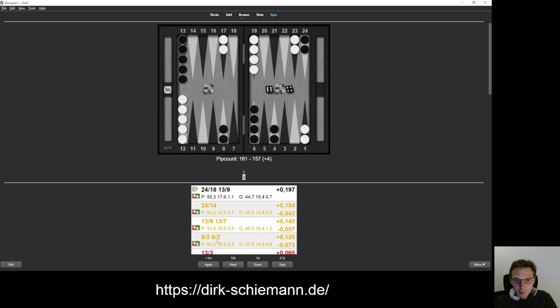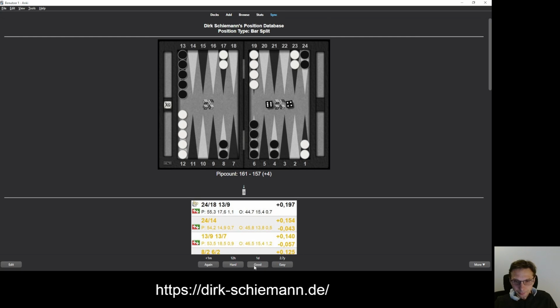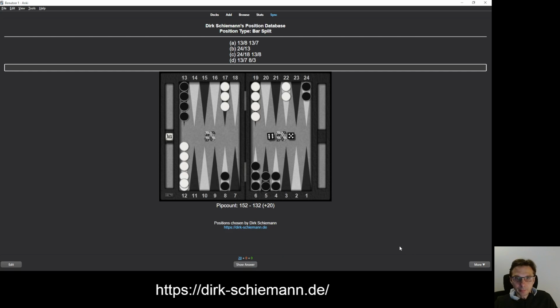So you can see making the deuce is really bad. So let's continue. Another position that reminds me of the old days, like 30 years ago, where it was common sense that whenever your opponent has escaped with his back checkers, you really need to split to the bar. But nowadays we know that it's not as simple.